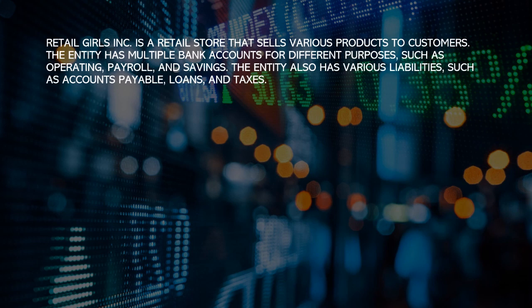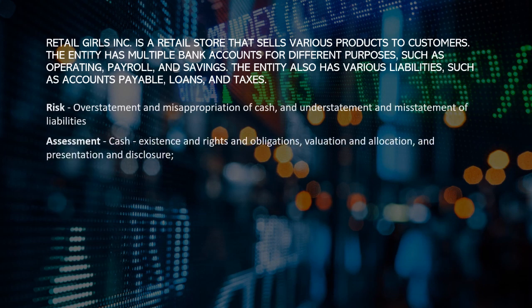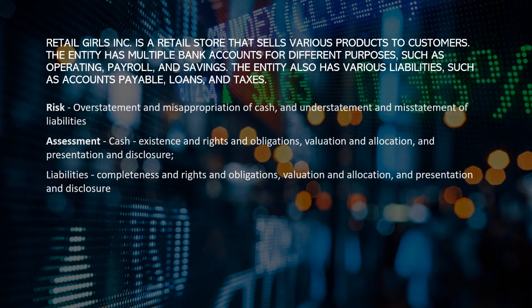We again must assess this example using RAP: risk, assessment, and procedure. First, risk: overstatement and misappropriation of cash, and understatement and misstatement of liabilities. Multiple bank accounts can easily lead to misappropriation of cash and misstatement of liabilities. For assessment, cash: existence and rights and obligations, valuation and allocation, and presentation and disclosure. For liabilities: completeness and rights and obligations, valuation and allocation, and presentation and disclosure.